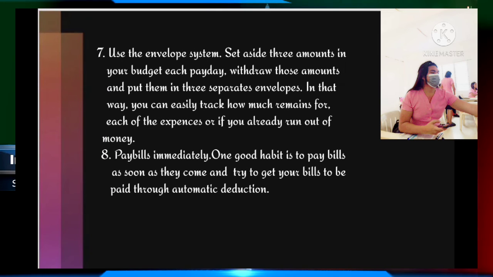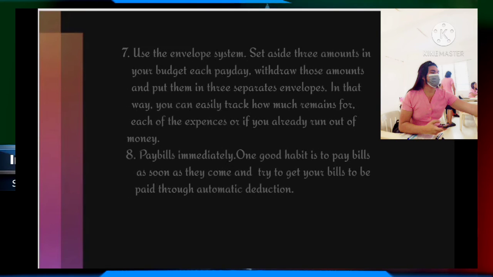Number seven, use the envelope system. Set aside three amounts in your budget each payday. Withdraw those amounts and put them in three separate envelopes. In that way, you can easily track how much remains for each of the expenses or if you already run out of money. Number eight, pay bills immediately. One good habit is to pay bills as soon as they come, and try to get your bills to be paid through automatic deduction.